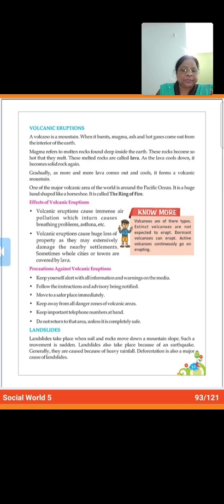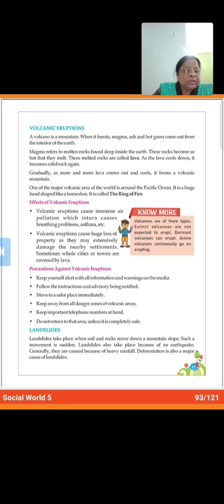Volcanic eruptions. A volcano is a mountain that, when it bursts, magma, ash and hot gases come out from the interior of the earth. Magma refers to molten rocks found deep inside the earth. These rocks become so hot that they melt. These melted rocks are called lava. As the lava cools down, it becomes solid rocks again. Gradually, as more and more lava comes out and cools, it forms a volcanic mountain.